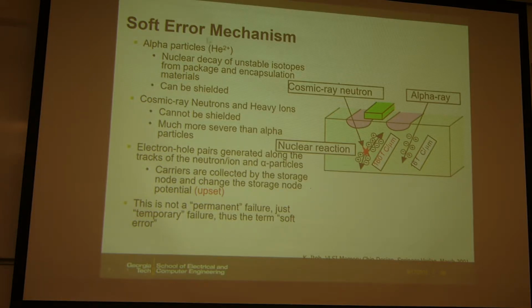So the soft error mechanism is mostly two kinds. One is due to the decay of some of the isotopes. There are some unstable isotopes. Any material will have isotopes. For example, in your package there are some isotopes that decay. Once they decay, they release alpha rays, which is a kind of radiation. And of course, another important mechanism is the cosmic ray. This is pure radiation from the universe, from space.